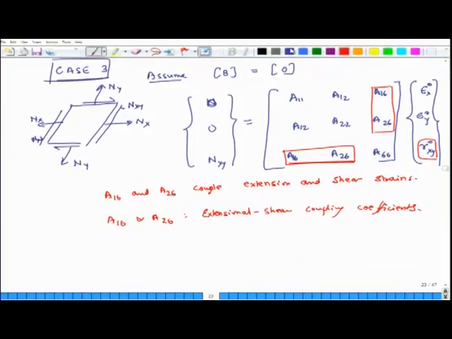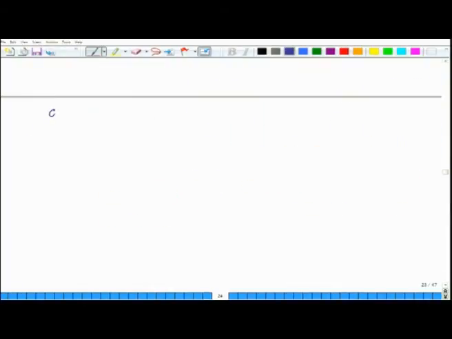And we look at a fourth case. Again, for simplification purposes, we still assume that B is equal to 0. And I want to see the bending response of the plate.